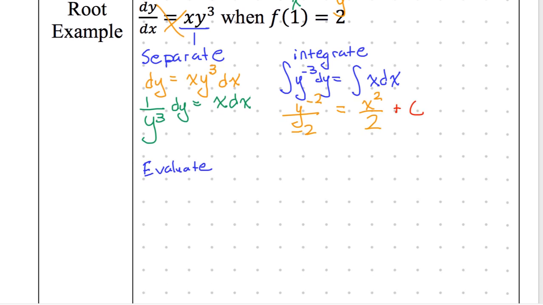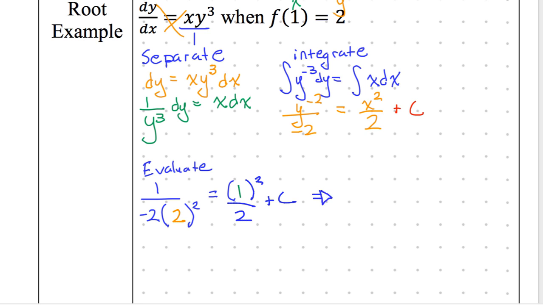All right, so let's go ahead and plug those in. Again, I don't really like plugging into something with a negative power, so I'm going to rewrite this as 1 over y squared, or negative 1/2 y squared, so negative 1/2, there's my y squared. And that's going to be equal to my x squared over 2 plus c, and then when I plug in my y is 2, and my x is 1. And then I just need to simplify this.